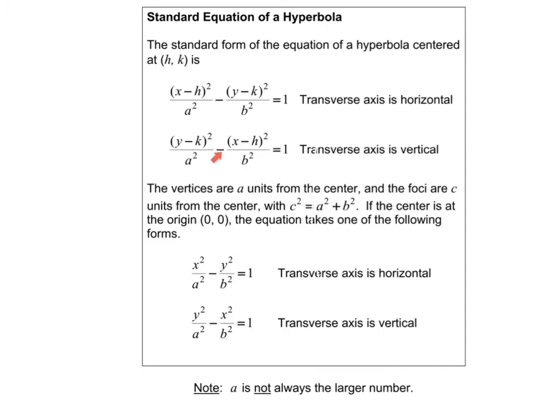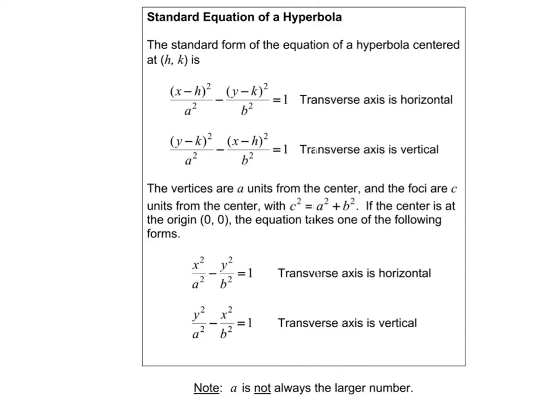Okay, now the other thing you should notice is that the a squared here is listed under the x squared quantity, and down here the a squared is listed under the y squared quantity. This distance a that we get from this term a squared is always going to be the distance between the center and the vertex, and sometimes the vertex is going to be on the horizontal axis, sometimes it's going to be on the vertical axis.